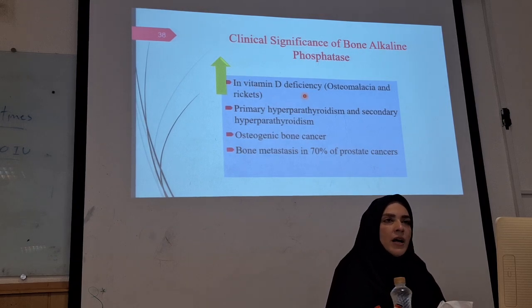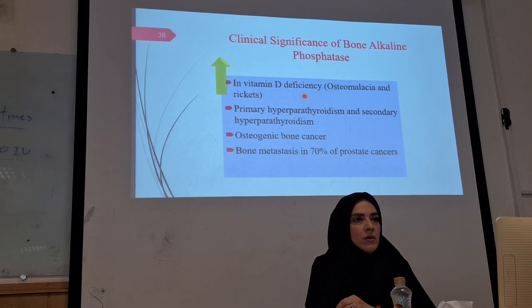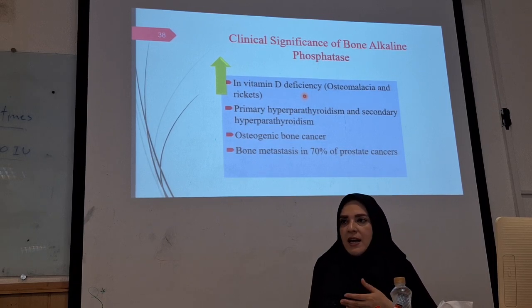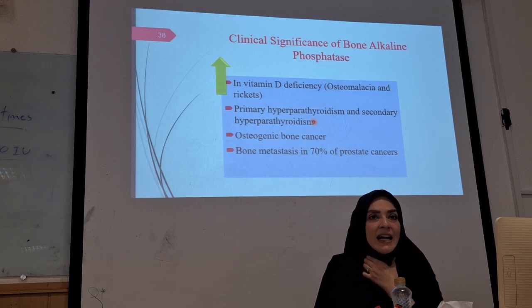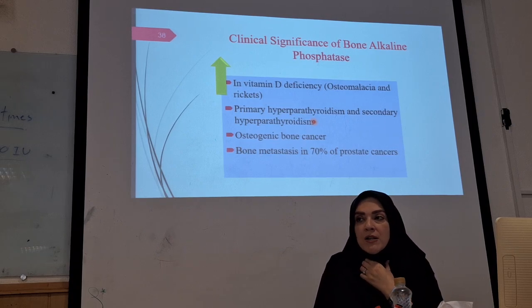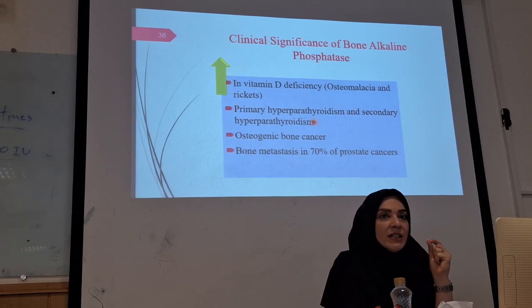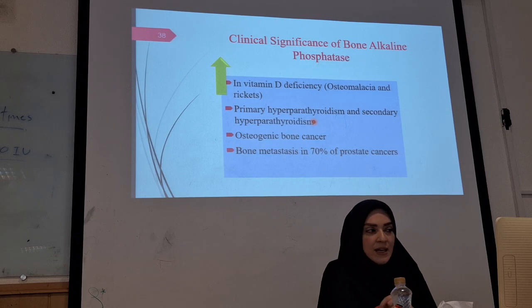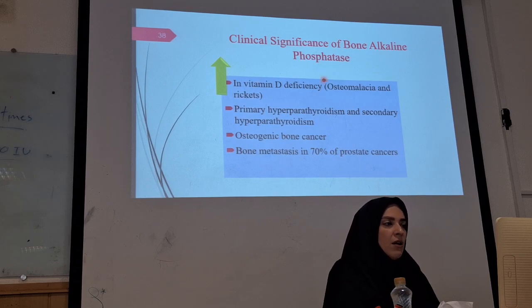And also in vitamin D deficiency, or any situation that can affect the bone. In vitamin D deficiency, our bone is affected. And also in hyperparathyroidism, the high activity of parathyroid hormone, because we have a bone involvement, okay? Because parathyroid hormone can affect the metabolism of the bone. In this situation, we have a high concentration. And some cancers and some metastases can result in an alteration in alkaline phosphatase.